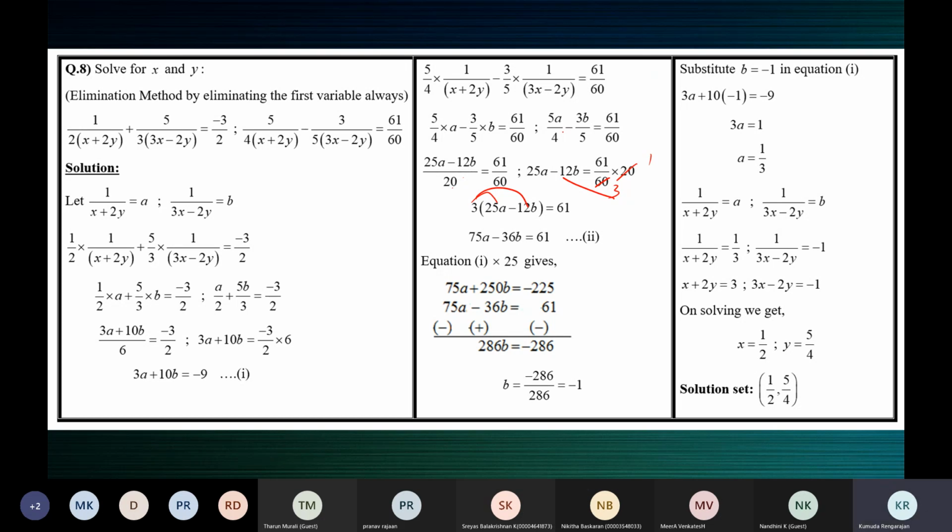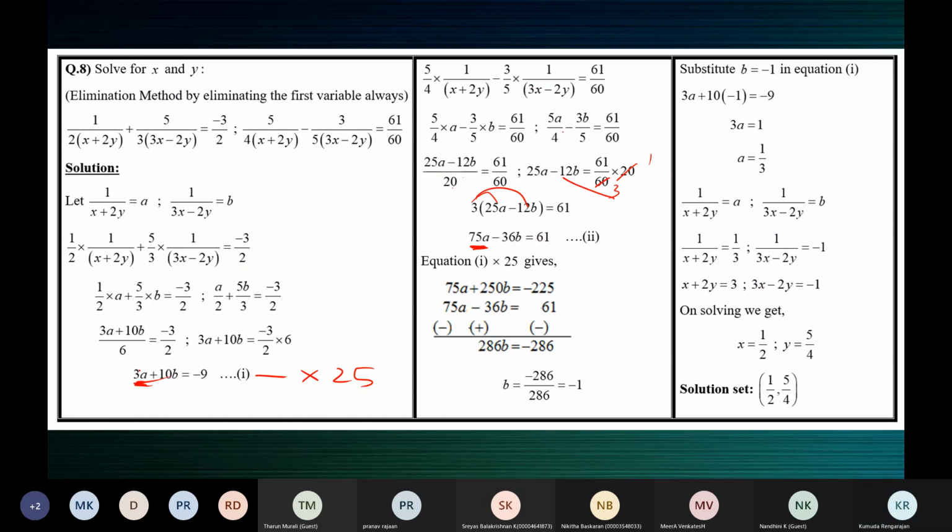Now we need to solve these two equations in a and b using the elimination method. The instruction was to eliminate the first variable. That is a, a is the first variable. So here we have 3, here we have 75. So the LCM is 75, so you need to multiply this equation by 25.